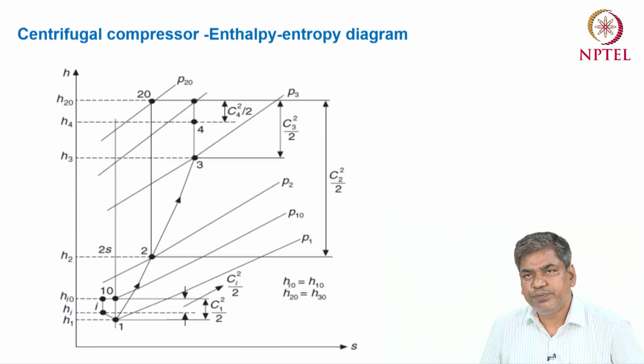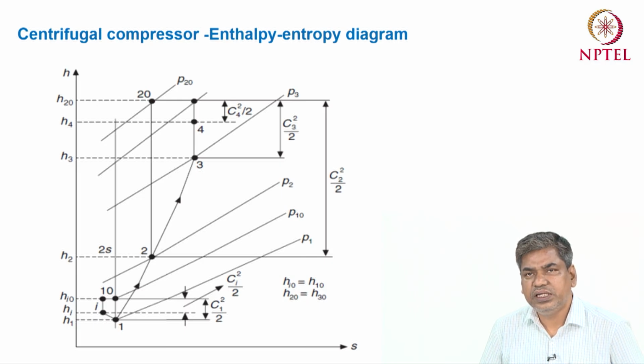So during this process, the kinetic energy is converted to the enthalpy or the thermal energy. That means during this process, the kinetic energy will decrease and the enthalpy will increase. But the total enthalpy also remains constant as at point 2. So at points 2 and 3, the total energy remains the same. That means H20 is again equal to H30.